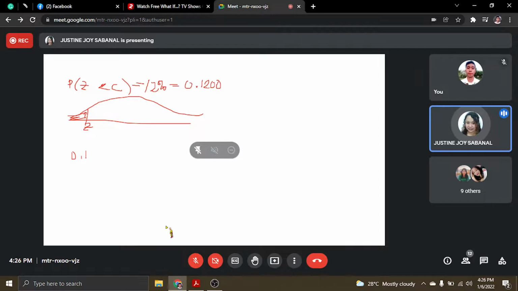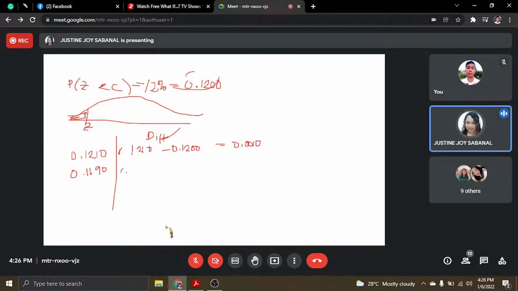So, katulad ng ginawa natin dun sa first example, kukunin natin yung difference ng mga ito. So, we have 0.1210 minus 0.12. So, this is 0.0010. Yung 0.12 naman, minus natin dun sa smaller value, which is 0.1190. So, this is still 0.0010. So, similar uli yung kanilang difference po. So, alamin yung z-score nung parehas na value ng 0.1210 at 0.1190.